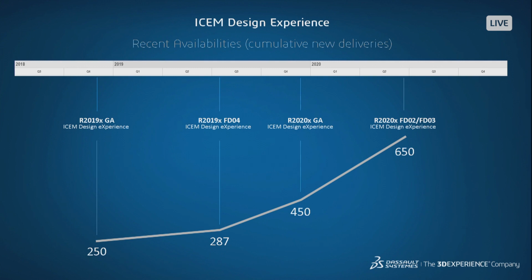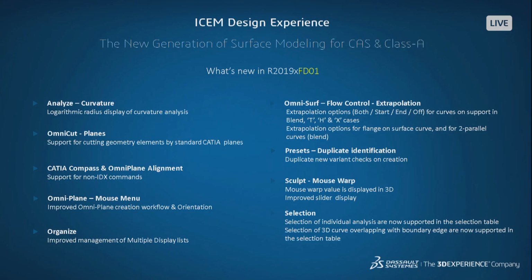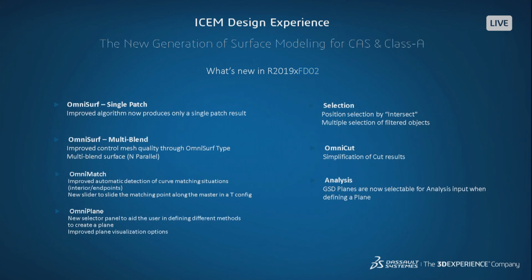And we already know, because they are already developed but in a convergence phase, that in the FD02, FD03 timeframe, we will go up to 650 new items. So we are really delivering to make sure we ramp the scope and the completeness scope up for this year. Quickly an overview, I won't go into detail, but this is what we have delivered in FD01, for instance, that you will of course retrieve also in the 20X release. Same in FD02. Most of those highlights are improving the selections and improving the Omni Surf and Omni Curve capabilities.